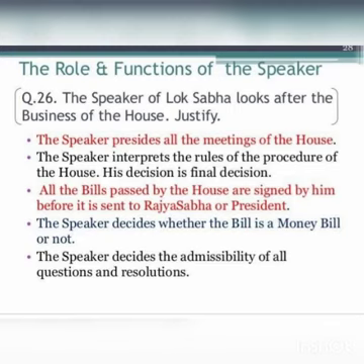The Speaker decides the points of order. He interprets and applies rules of the House. All the bills of the House are introduced with the permission of the Speaker. A Speaker certifies whether a bill is a money bill or not. We have just finished with the powers and functions of the Speaker.